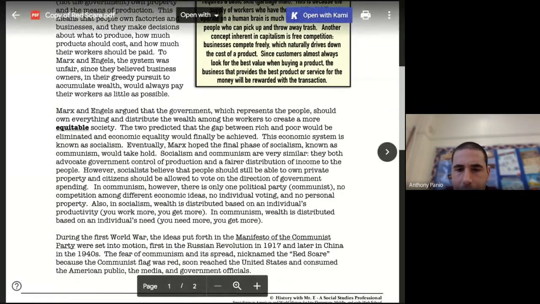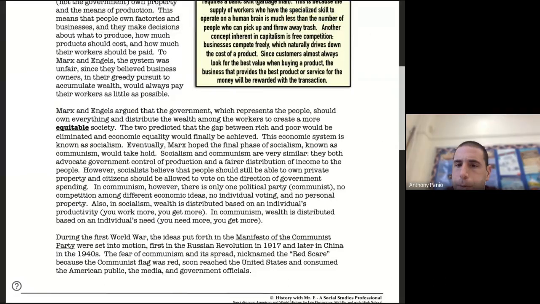And this is the last couple things. In socialism, wealth is distributed based on an individual's productivity. You work more, you get more, which is a good idea. In communism, wealth is distributed based on an individual's need. If you need more, you get more from the government. Okay, so if you're homeless in a communist society, they're going to do a lot to get you out of homelessness.